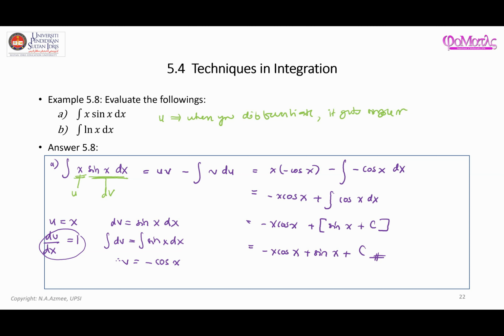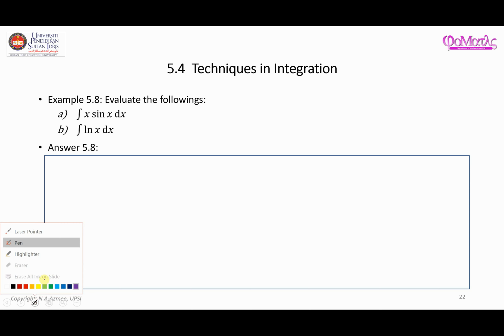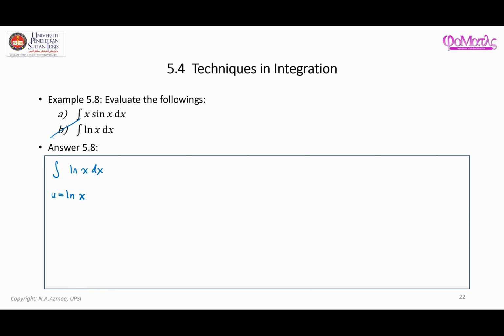Okay, next let's look at the next question, which is question B. For question B, we have the integral of ln x dx, and I can let u be equal to ln x. So this is u, and this one is dv, and dv is equal to dx.